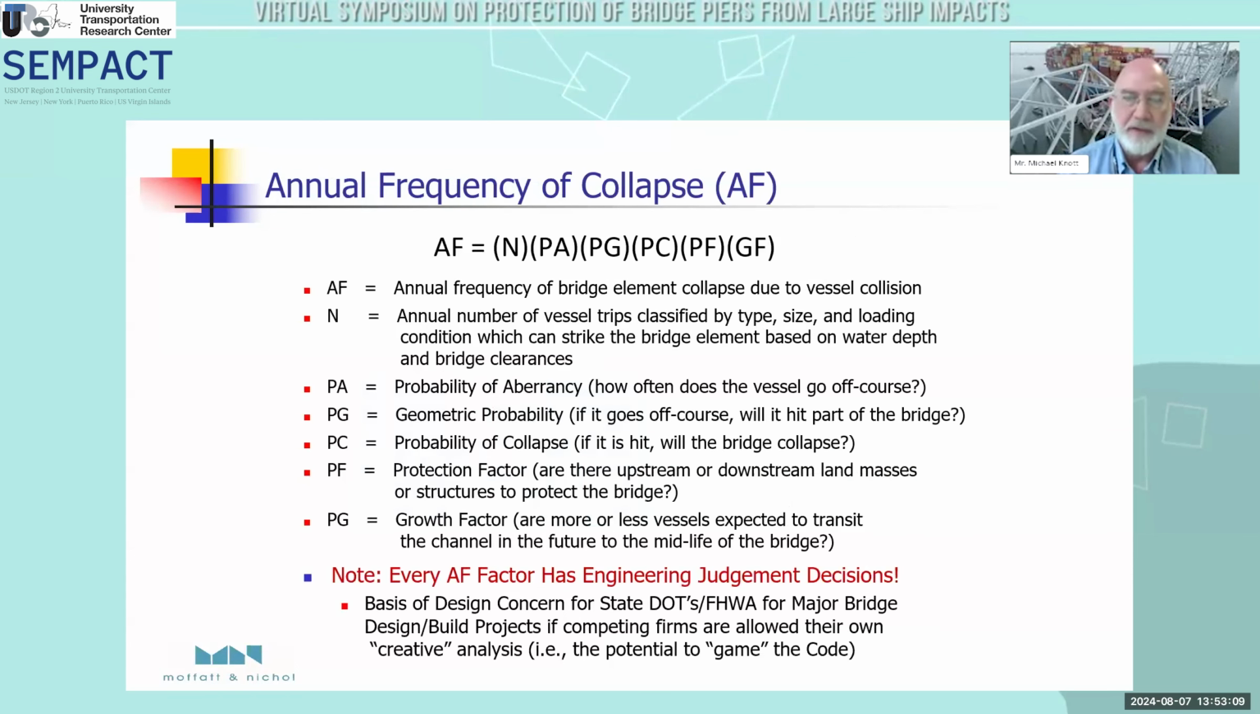The annual frequency of collapse is based upon a number of factors. It includes the number of vessels passing under the bridge, a factor for how often the vessel goes off course, a factor for if it goes off course, does it hit the bridge? If it hits the bridge, will the bridge collapse? Because oftentimes there are a lot of minor impacts that do not result in bridge collapse. Are there things upstream and downstream of the bridge, land masses or structures that can protect the bridge?